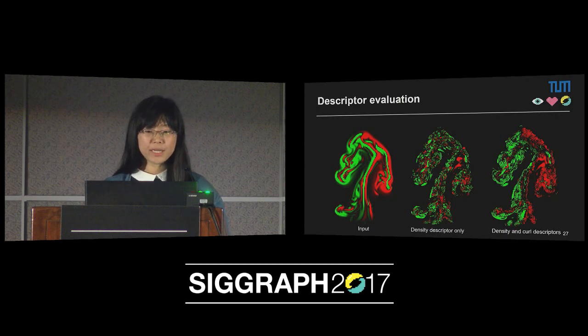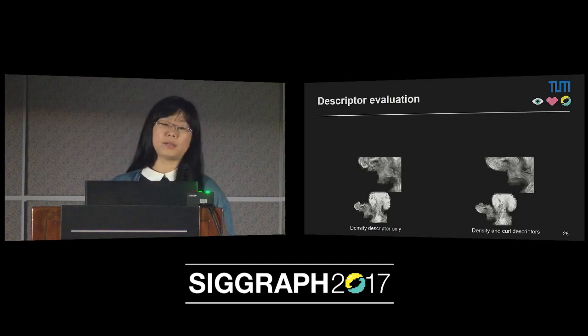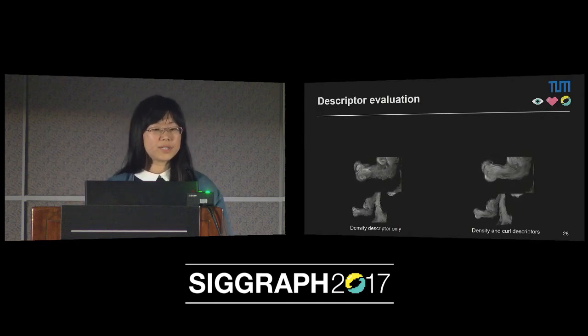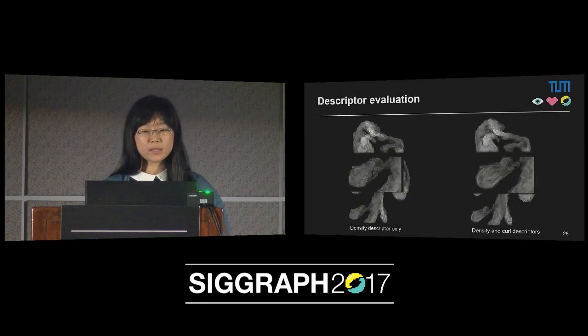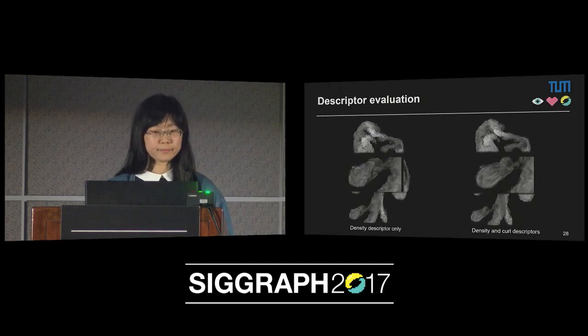We can then zoom in on a small part to see the difference in the motion in detail. So let's take a look at the left one first. When we only use the density descriptor, we see more ghosting effects because patches have their own motions. And on the right, we use the curl combined descriptor, so it looks more natural.